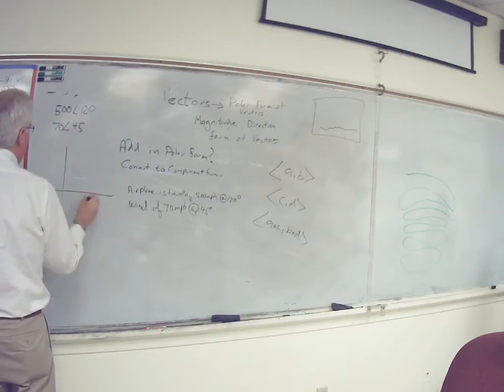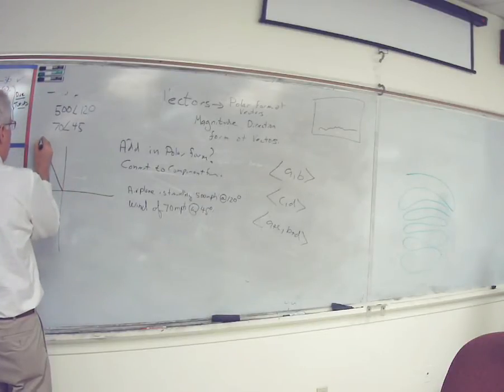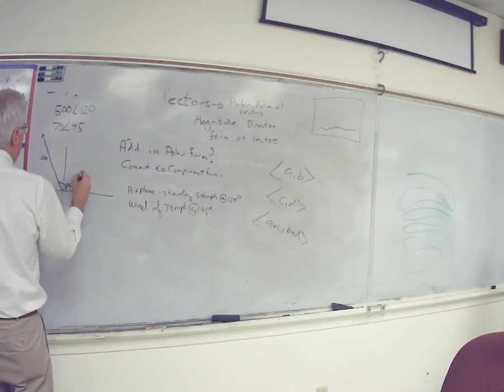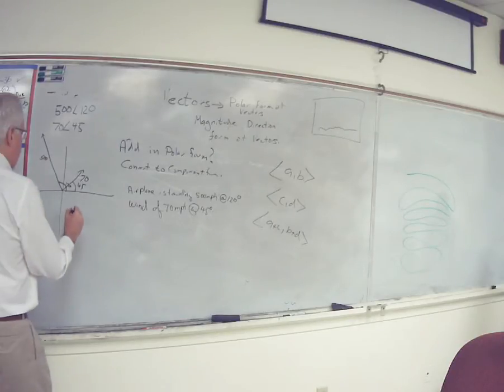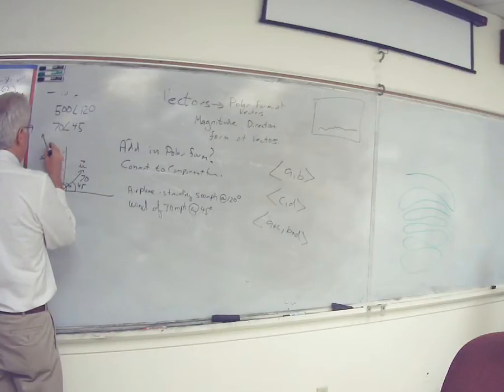If I drew that, this would be 90, 120 would be like here. The magnitude is 500, and then I have 70, and this angle is 45. So I have two vectors. How do I add the two vectors? I've got to break it into the components. We'll call this U, and we'll call this V.